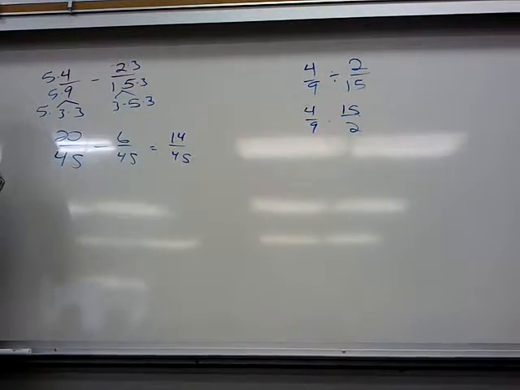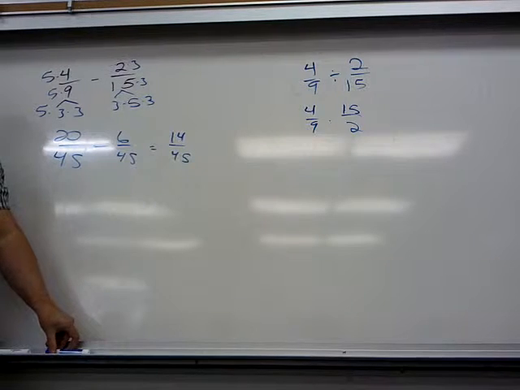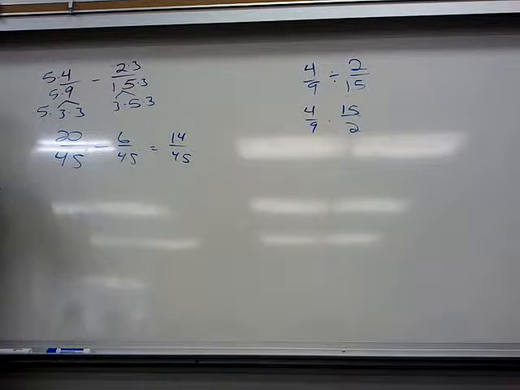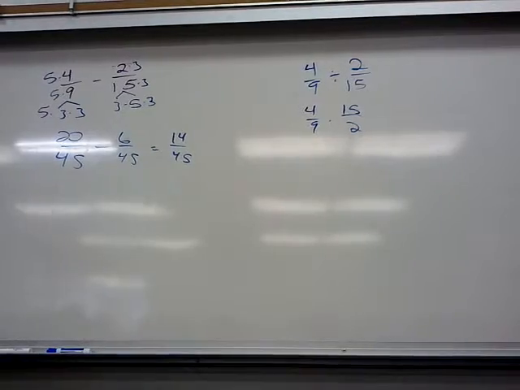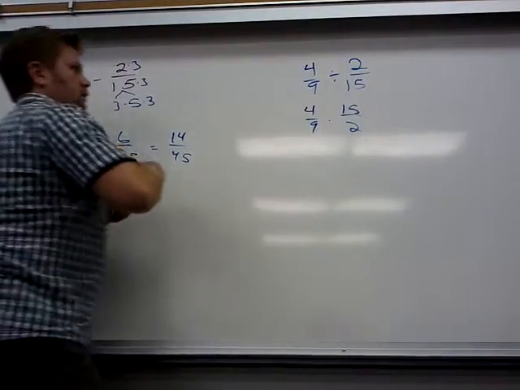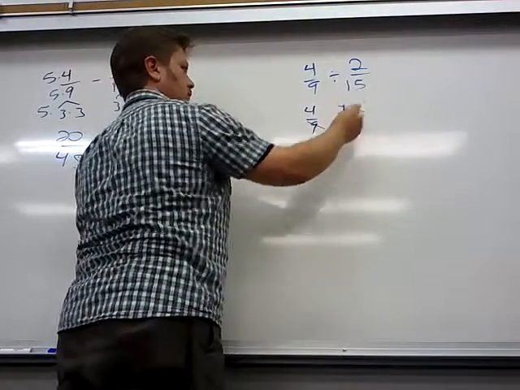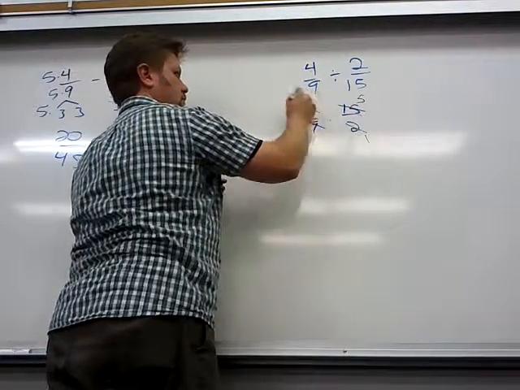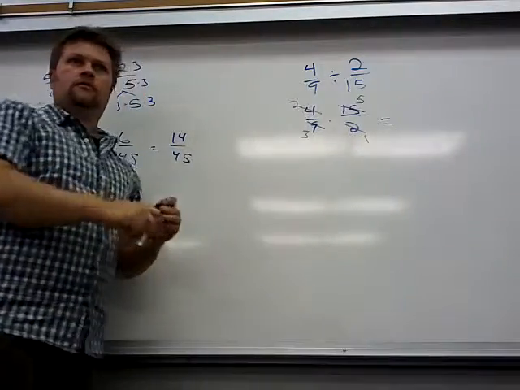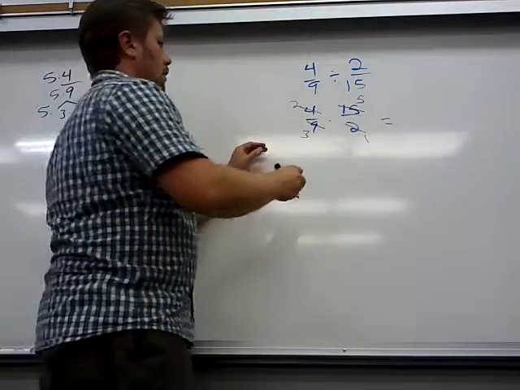And now my suggestion is not necessarily necessary, but my suggestion is to reduce now before you multiply. So you don't have to make these huge things. What can go into both? 3? Here. Sorry. Yeah, 3 will go into both of these, right? And here, 2.